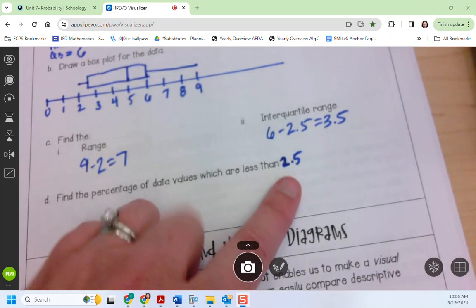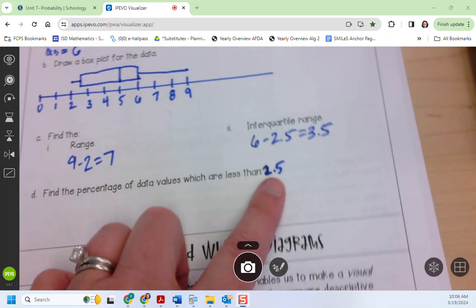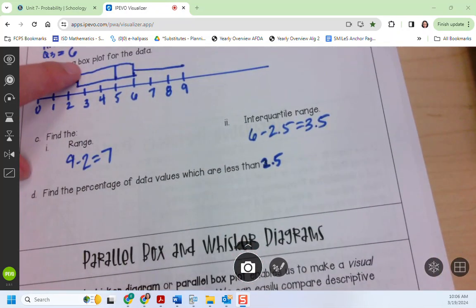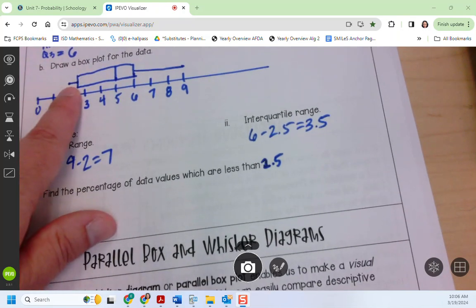The percentage of data values which are less than 2.5, because here's my 2.5, and so I'm talking about this piece right here, which is what percent? Is 25%, right?